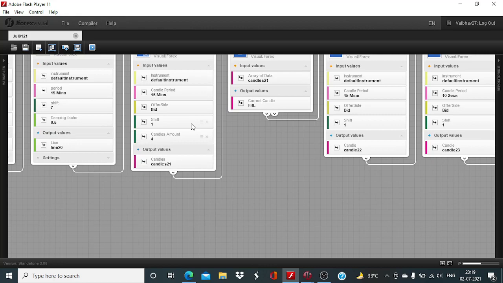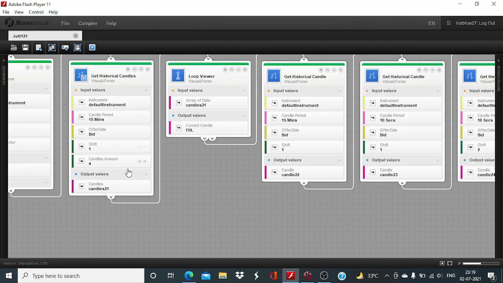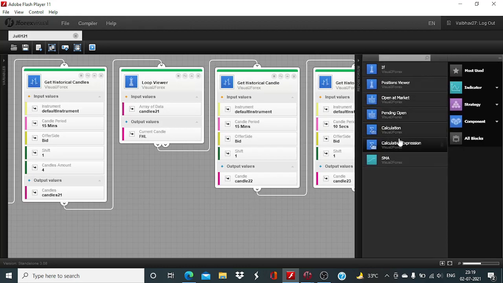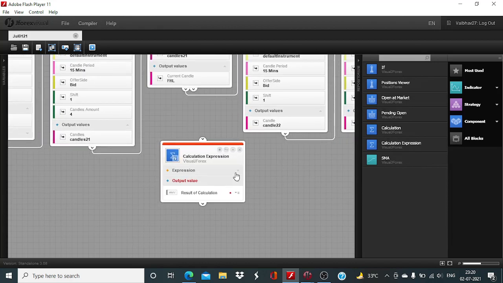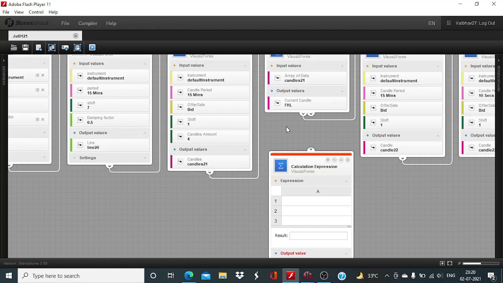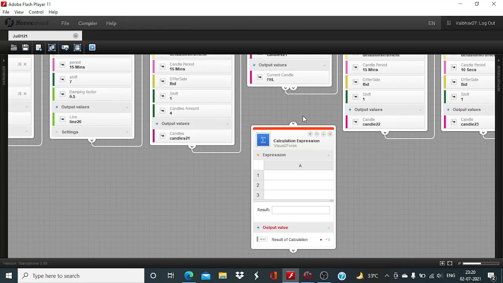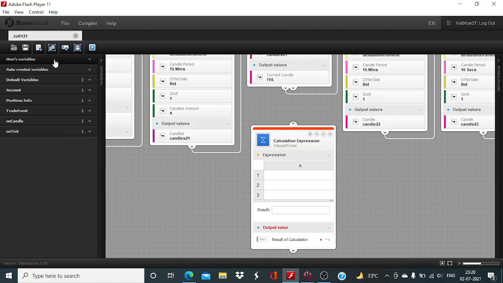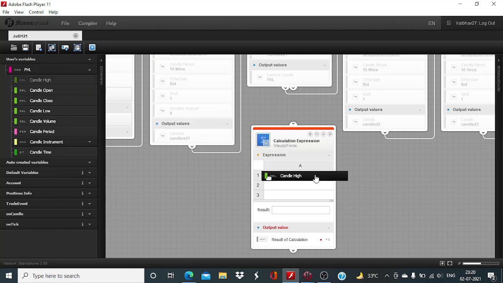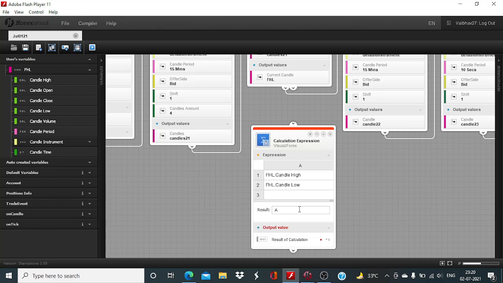The first order of business is going to be figuring out the exact difference between the high and the low of these four candles of 15 minutes each. To do that, all we need is this calculation expression block, and we will take the FHL, which is the output for this array of data, high and low. Okay, the user's variable FHL is here. We want FHL candle high and to deduct FHL candle low from it. So it is going to be A1 minus A2.